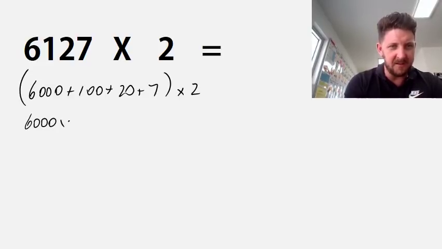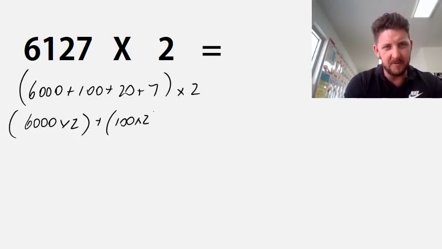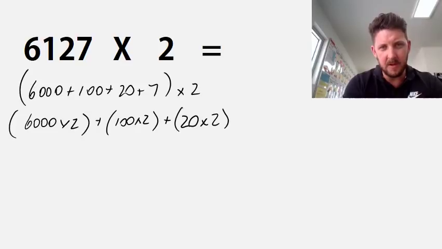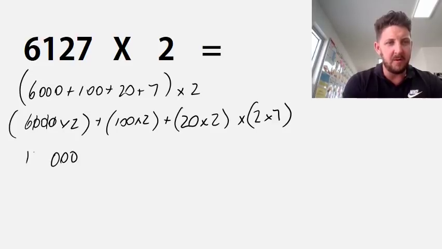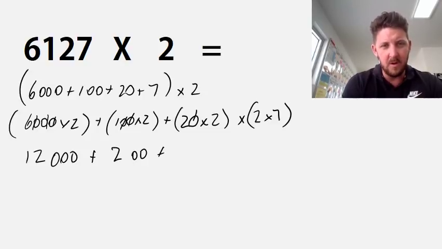I'm going to do 6,000 times 2, 100 times 2, 20 times 2, and 7 times 2. I've written that around the wrong way. If I keep going then, I work it out. 3 zeros, 1, 2, 3, put them on my answer. 6 times 2 is 12. Add 2 zeros on my answer. 1, 2. 2 times 1 is 2. 1 zero on my answer. 2 times 2 is 4. And 2 times 7 is 14.